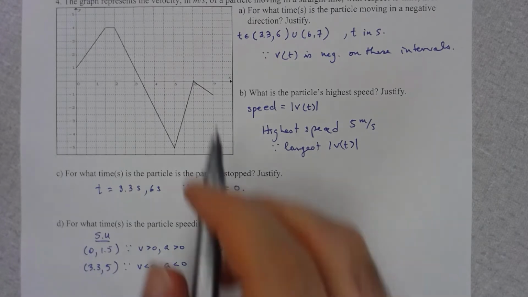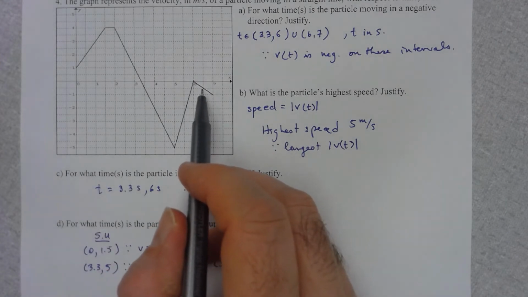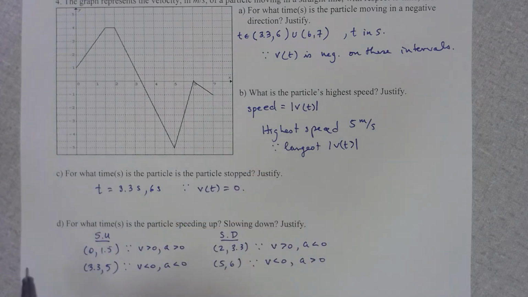opposite signs. And then lastly, from 6 to 7, we see that the velocity is still negative, but the acceleration, because the slope is negative, is also negative. So from 6 to 7, okay, it's speeding up since both the velocity and the acceleration are negative. And this is how we can justify our answers. All right. So let's move on to number 5.